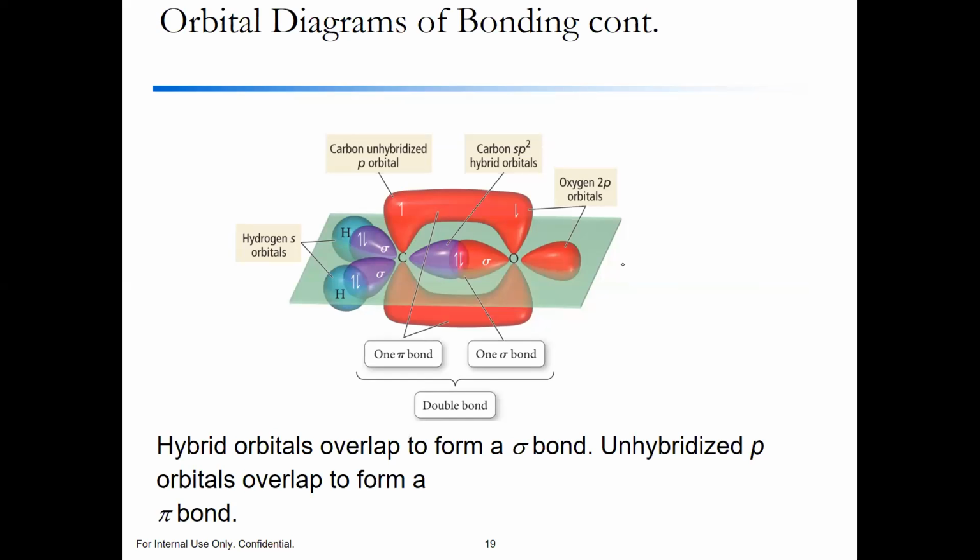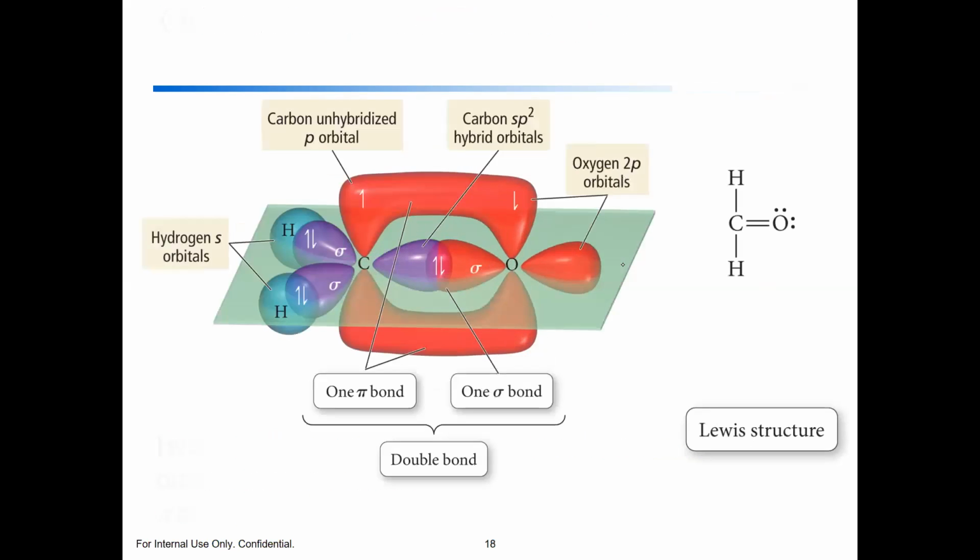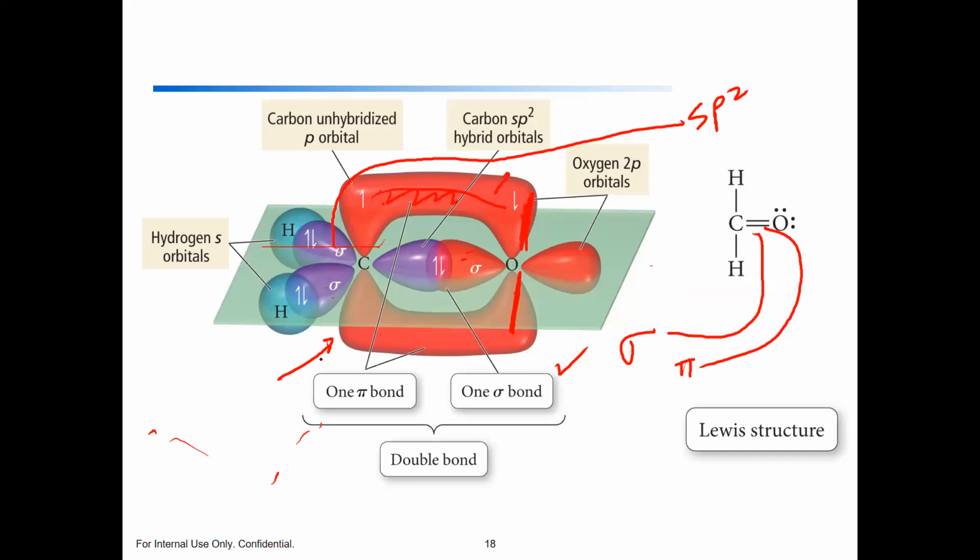Sorry, could you summarize that? A sigma bond is always single? All single bonds are sigma. Double, one is a sigma, one is a pi. Thank you. One sigma, one pi.